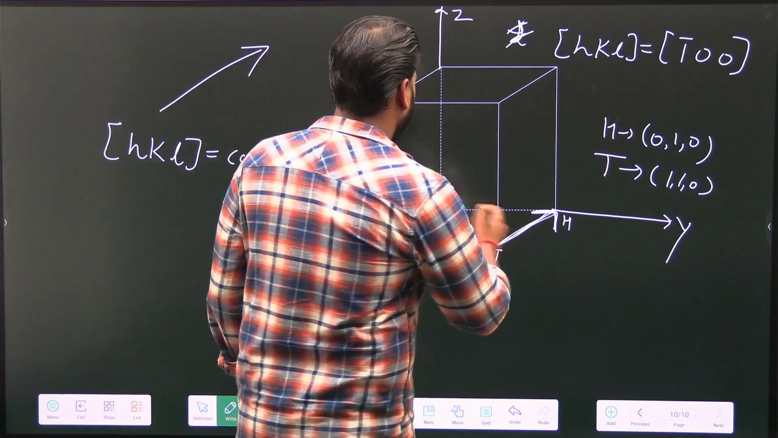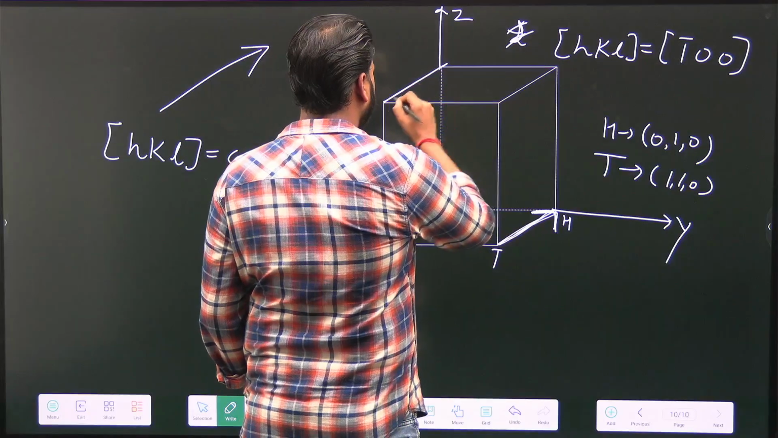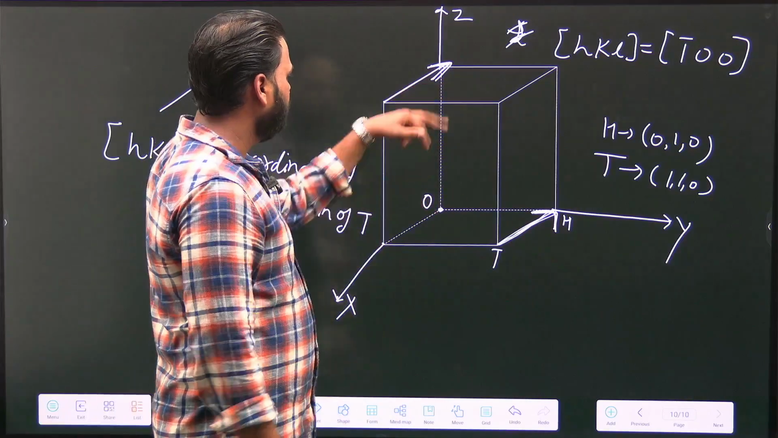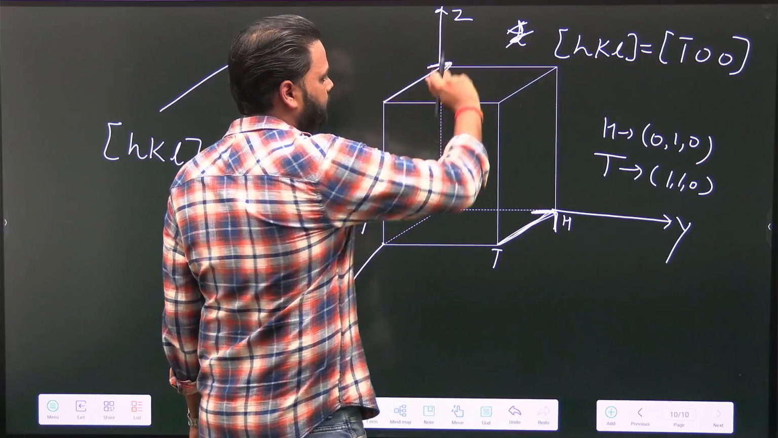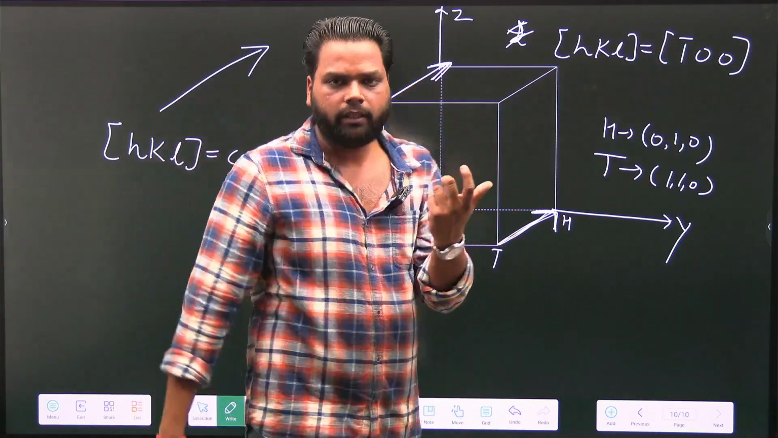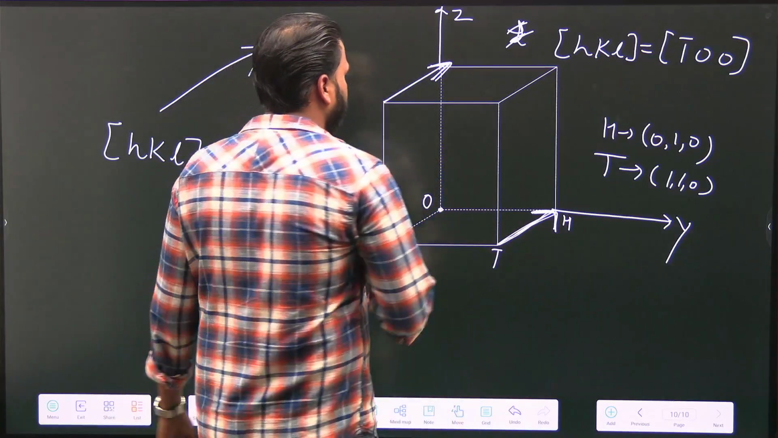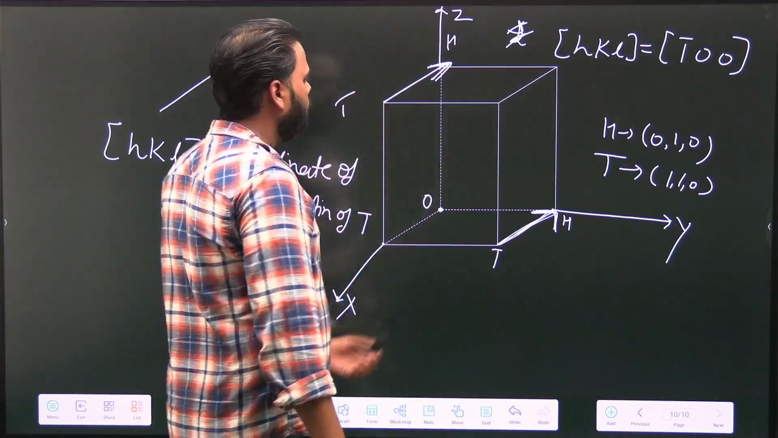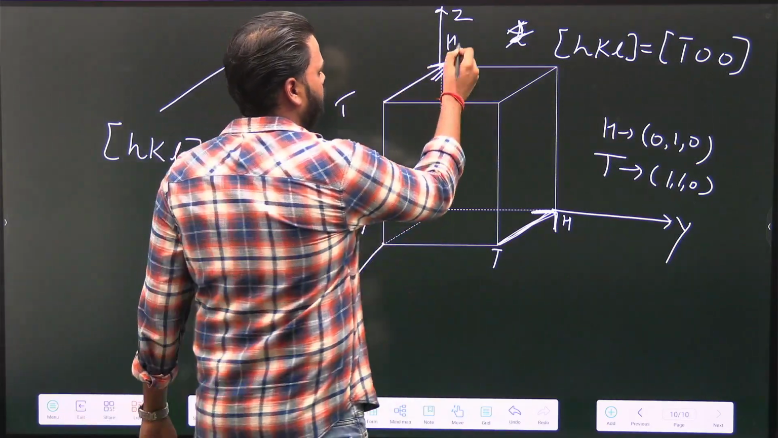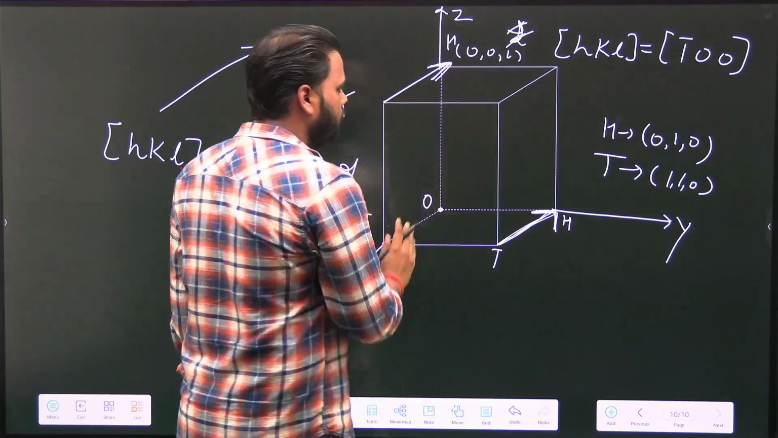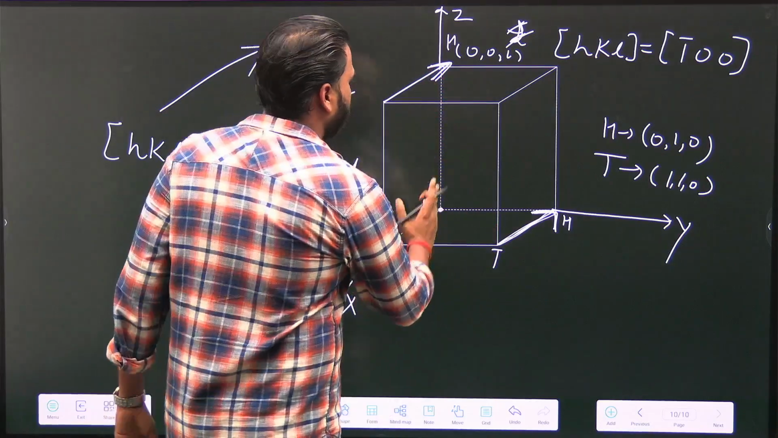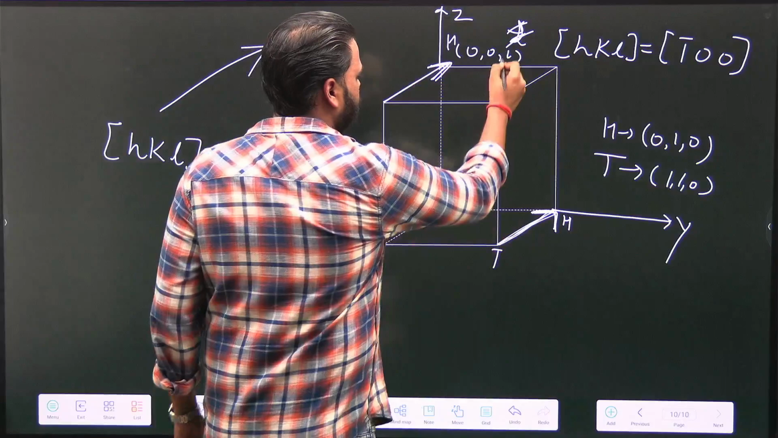If I say what will be the Miller indices of this direction, इस direction का Miller indices बताओ कितना होगा? Please tell everyone. What will be the Miller indices of this direction? कितना होगा? सबसे पहले coordinate find कर लें. First of all, let's find out the coordinate of head and tail. This is head. This is tail. What will the coordinate of head? 0 0 1. It's quite simple. You are not going in x direction. You are not going in y direction. For reaching this point, you are just going in z direction. So 0 0 1 is the head coordinate.